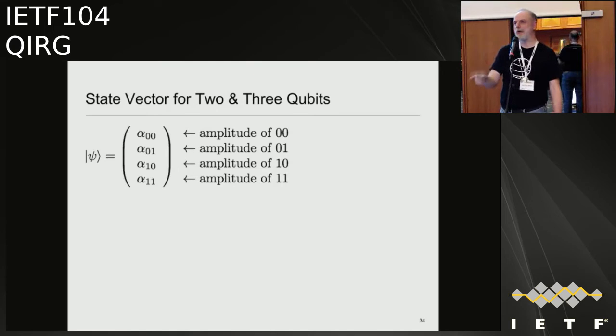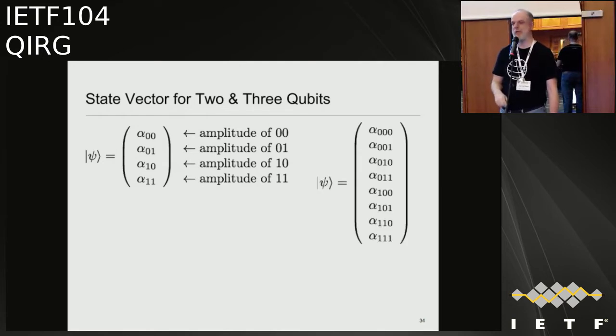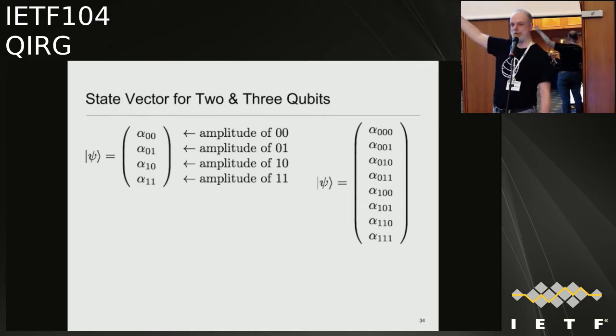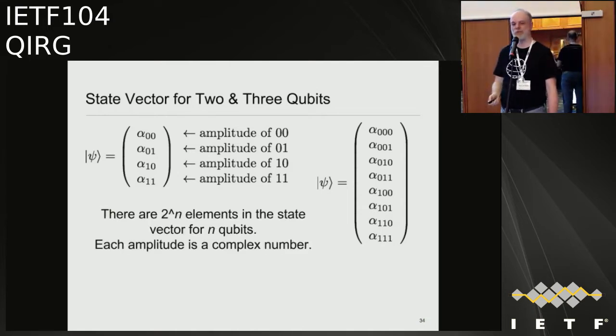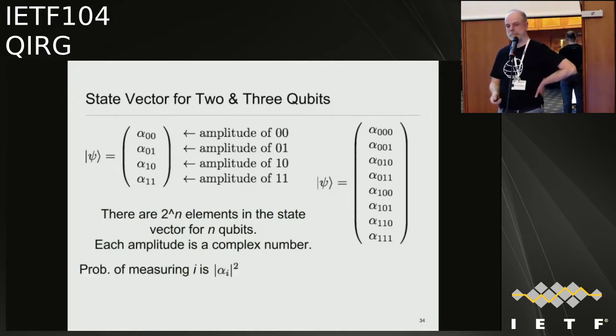When you have 1 qubit, you have 2 amplitudes because you have 2 states, 0 and 1. When you have 2 qubits, you have 4 states. You have 4 amplitudes: 0 0, 0 1, 1 0, 1 1. When you have 3, you have 8 amplitudes, and you can go on from there, an exponentially large number of possible amplitudes. There are 2 to the n elements in what we call your state vector, which describes the system, and each one of those amplitudes is a complex number when you have n qubits in your system, okay?